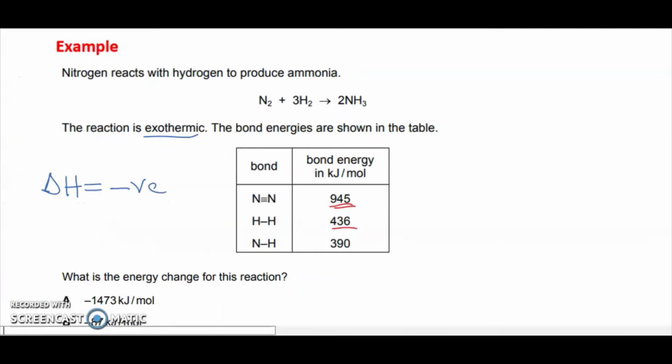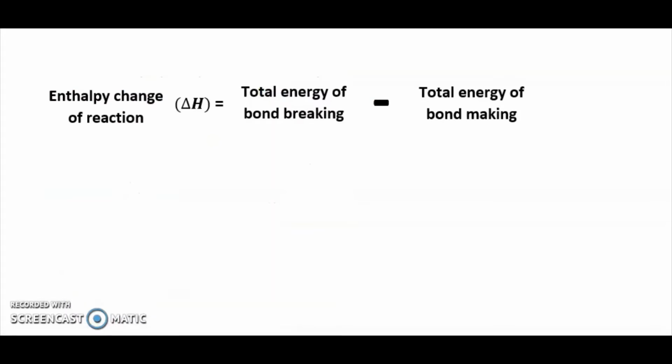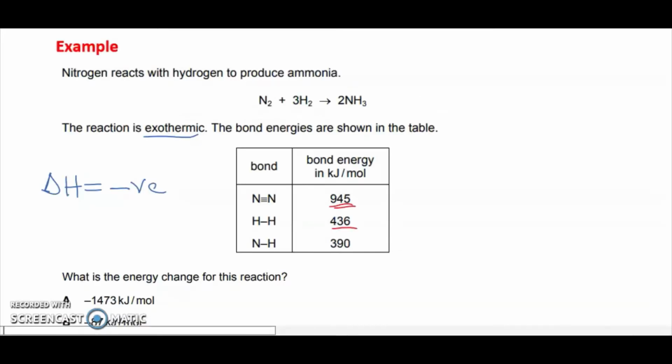Okay, here we go. Remember the formula we just saw a while ago. Enthalpy change is the total energy of bond breaking minus the total energy of bond making. So let's start by calculating the energy for bond breaking. And remember, bonds are broken in reactants. So here we go. We need to calculate bond breaking.